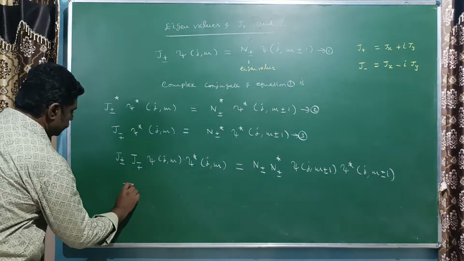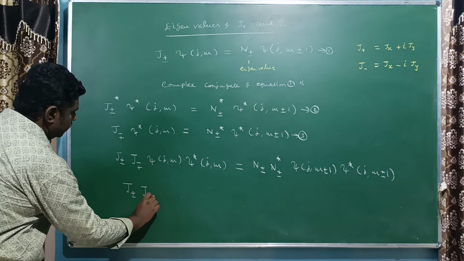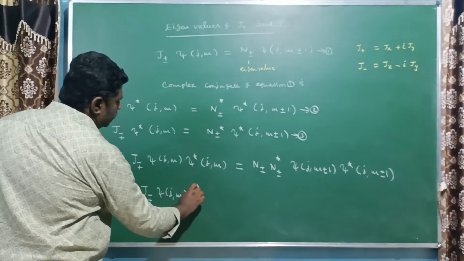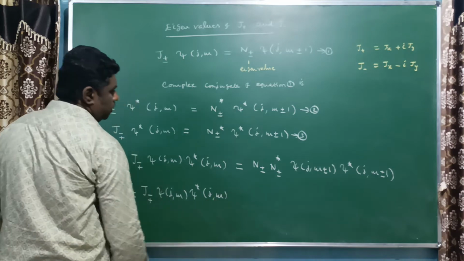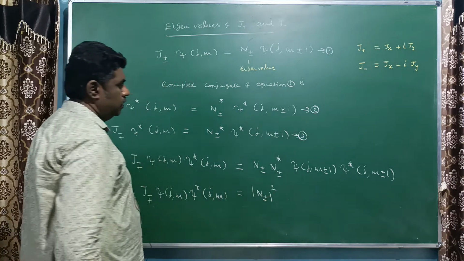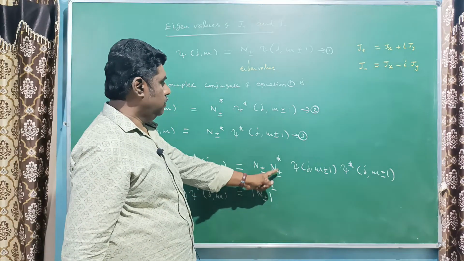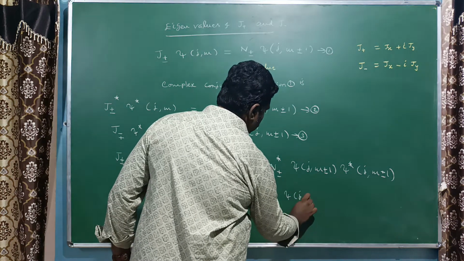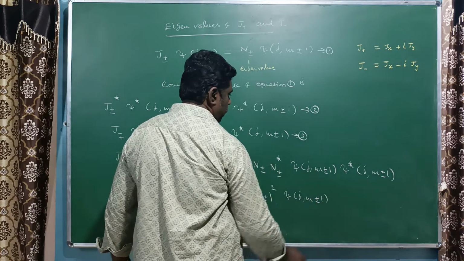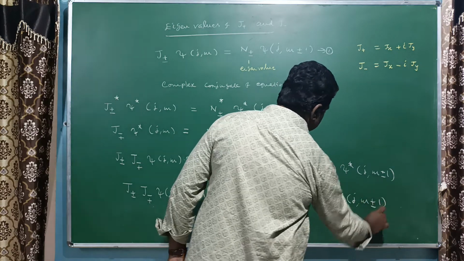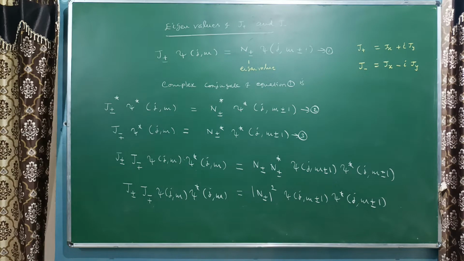Then this is modified as J plus or minus J minus or plus psi of j comma m into psi star of j comma m, which is equal to absolute square of N plus or minus. N plus or minus into N plus or minus star is equal to N plus or minus square, psi of j comma m plus or minus 1 into psi star of j comma m plus or minus 1. Now we should modify this equation further.